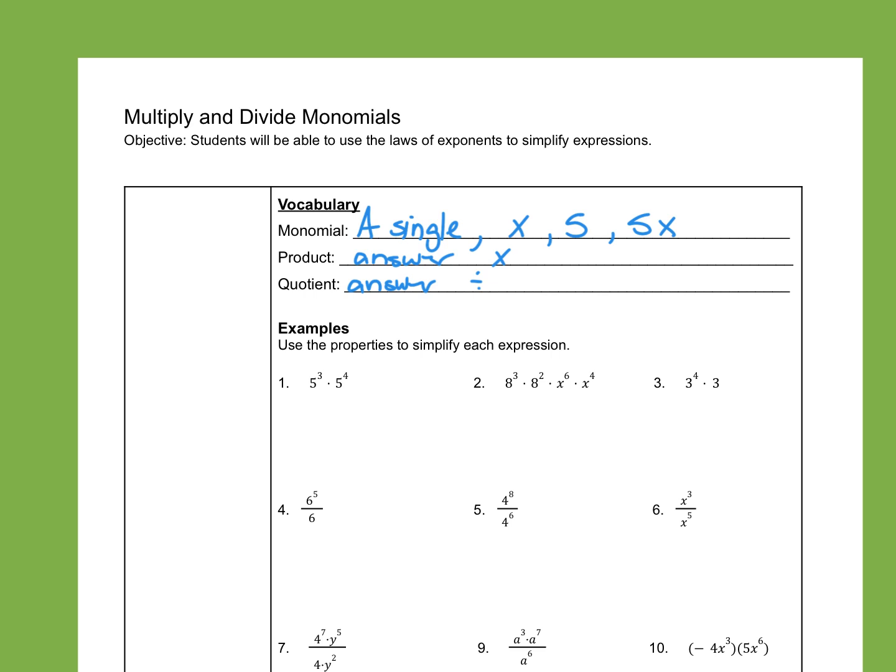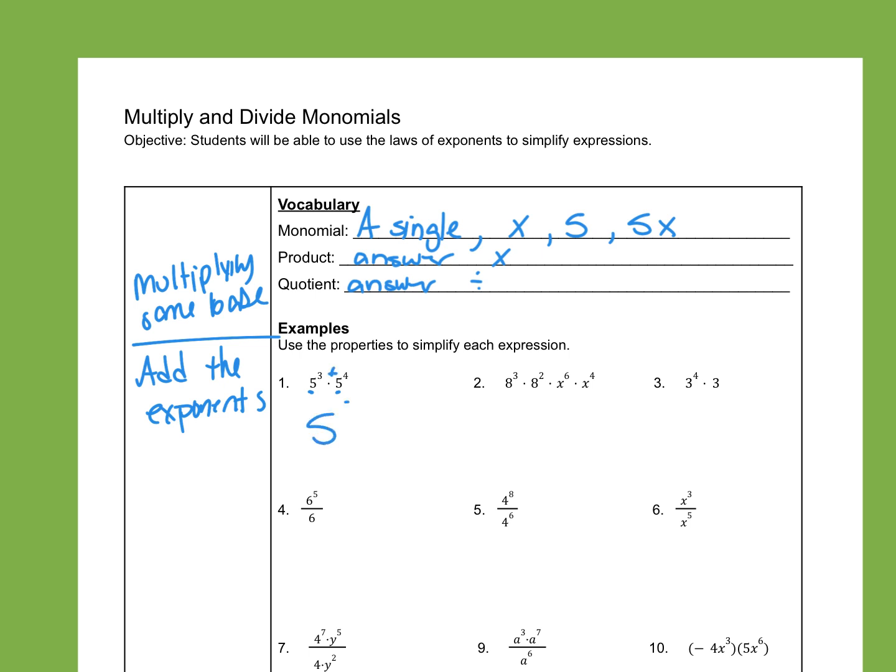So we learned that when we are multiplying monomials like this, we're going to add the exponents. And that is when we are multiplying with the same base. That's always the key. So like in number 1, the base is 5 times another base of 5. So as long as those bases match and we're multiplying, the shortcut we found was to add those exponents. So 3 plus 4 is 7. So it'll be 5 to the 7th power.